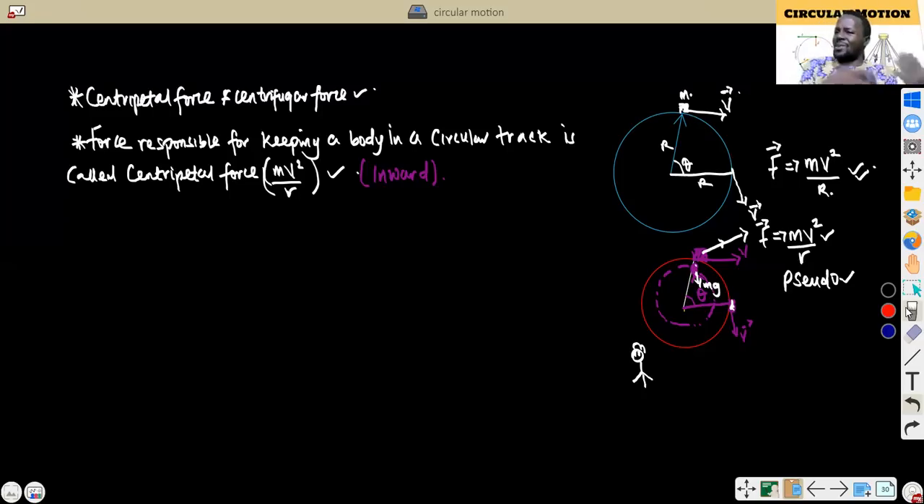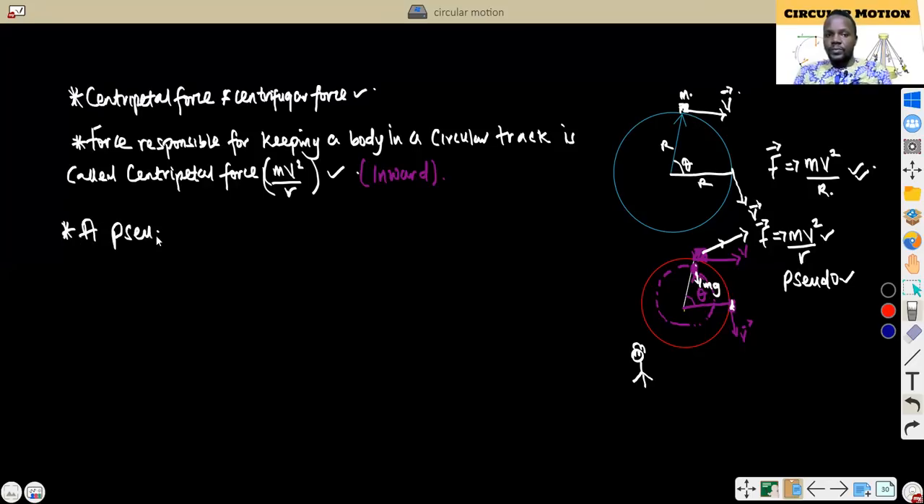So questions can come in different ways under this, so you need to understand. Some textbooks or test manuals will say negative mv squared by r, then they'll put it in modulo form. Now you should know modulo form, absolute value form, in which we turn it to positive. If somebody writes centrifugal force, you can just say a pseudo force.